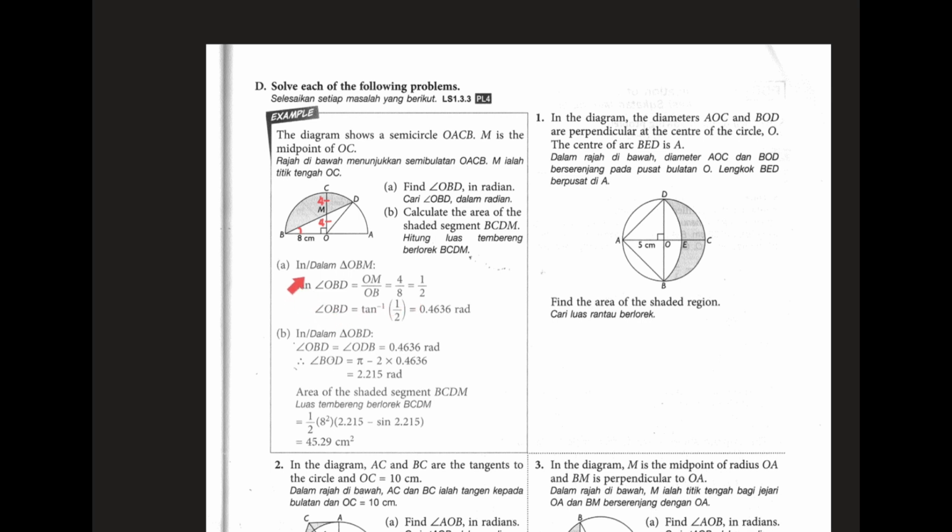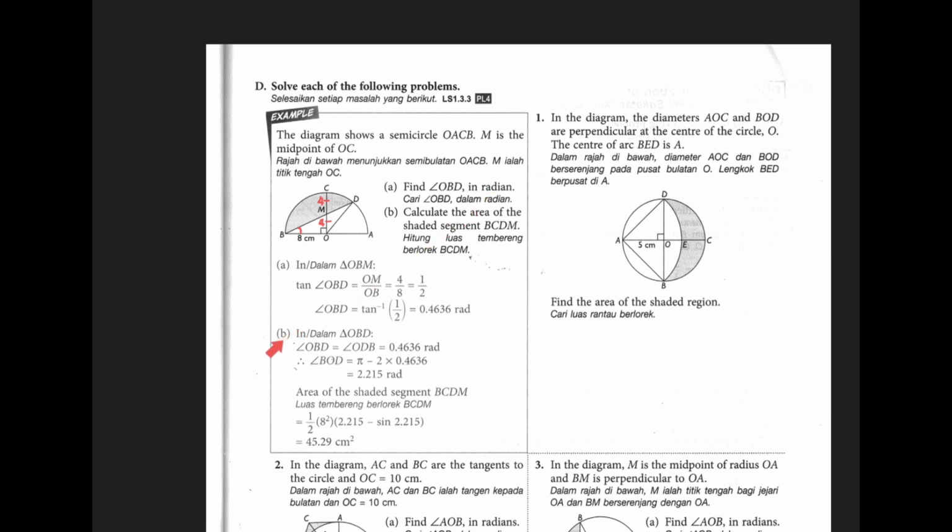After that, you shift the tangent over, inverse tangent half, then you will get this, if your calculator is in radian mode. If your calculator is in degree mode, you inverse tangent half and you will get the answer in degree. Then you need to convert later by using the formula. They want the answer in radian, it's written here. So that is the first part.